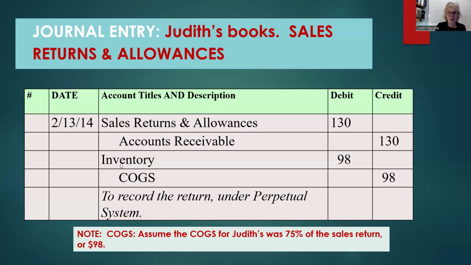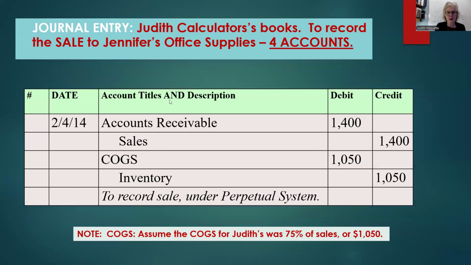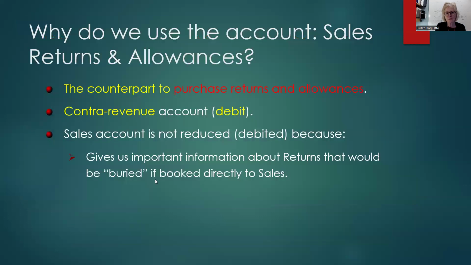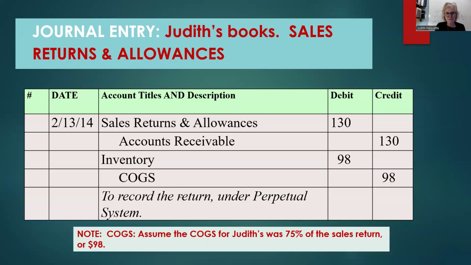But we also have to bring the inventory back if the inventory is returned. So debit inventory, credit cost of goods sold. This journal entry is almost a mirror image of the earlier journal entry, except we use a new account, sales returns and allowances.